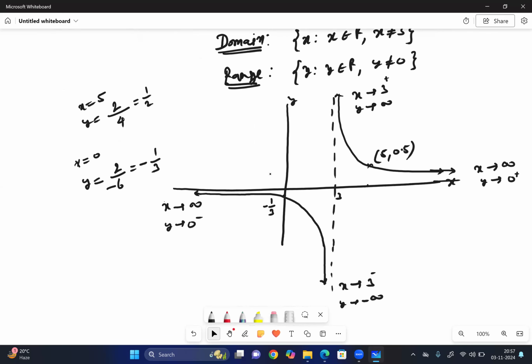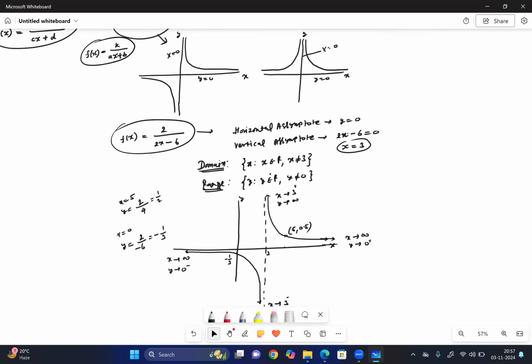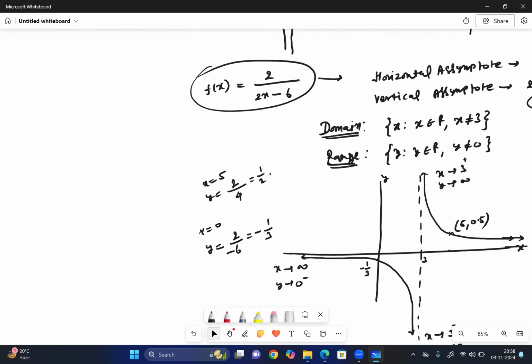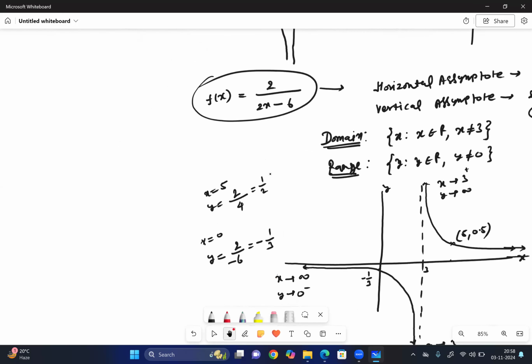So that was a reciprocal function. These are all the reciprocal functions which we have discussed. These 3 functions we have discussed, and these are reciprocal functions. Okay. Now let's come to this one.